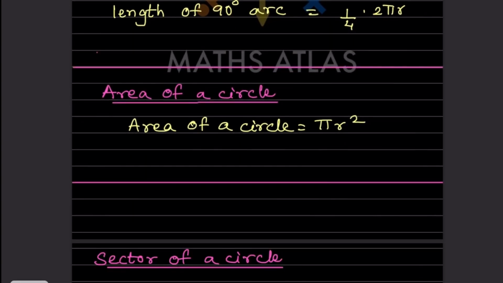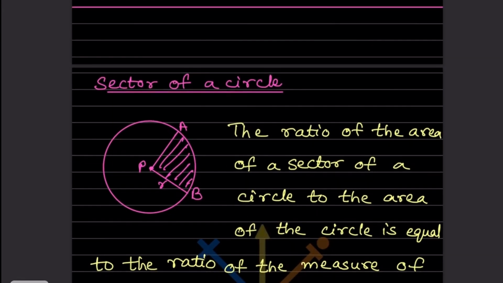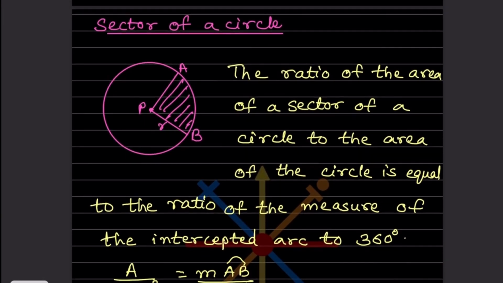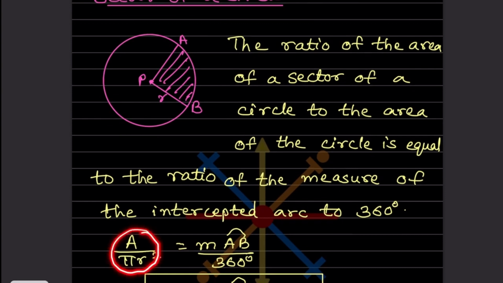So area of a circle, that is pi r square. Then the sector of a circle. See here, the ratio of the area of a sector of a circle to the area of the circle is equal to the ratio of the measure of the intercepted arc to 360 degrees. So A by pi r square is equal to the measure of arc AB divided by 360 degrees.